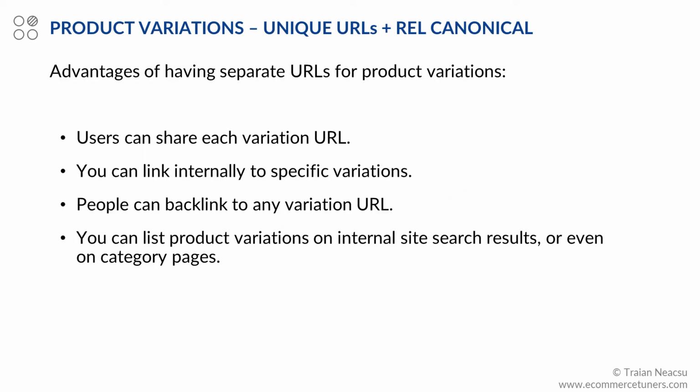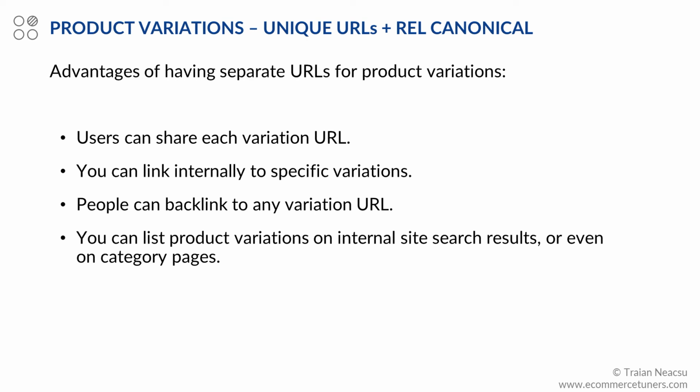Some of the advantages of having separate URLs for product variations are: users can share each variation URL, you can link internally to specific variations, people can backlink to any variation URL, and you can list product variations on internal site search results or even on category pages. For example, if an item is available in various colors and someone visits the category page and selects red from the faceted navigation filters, you will want to show items in red only.